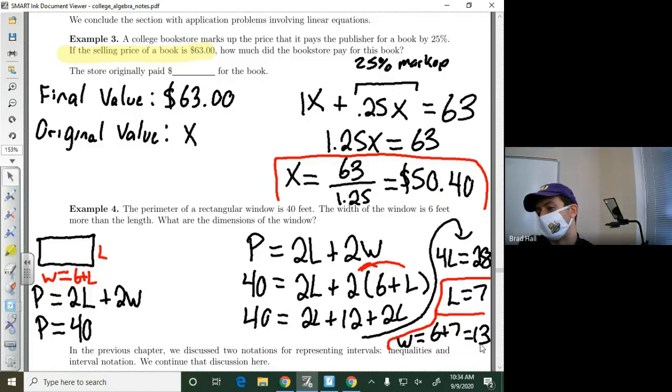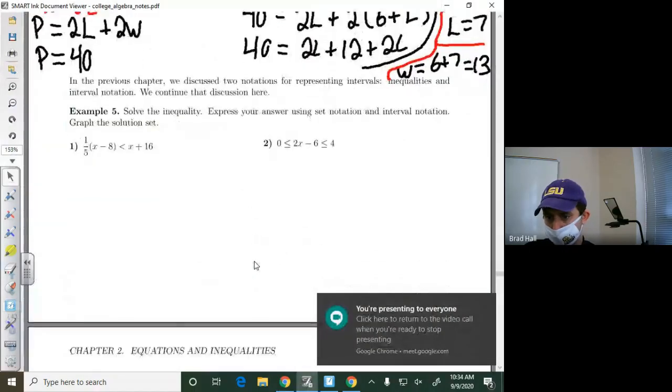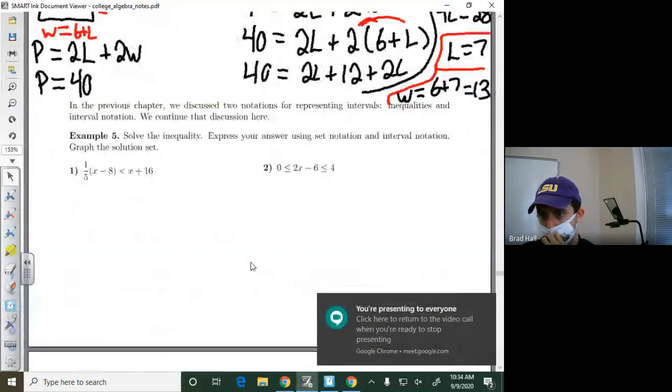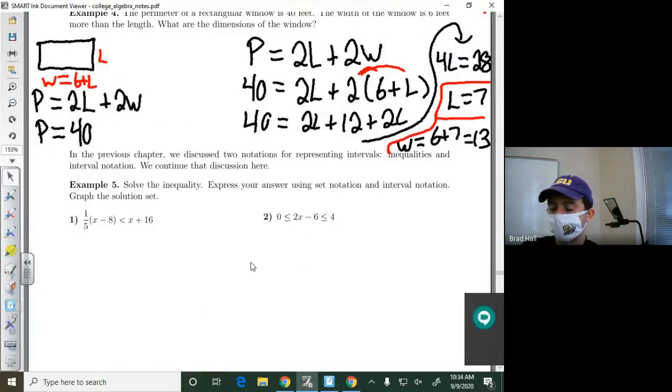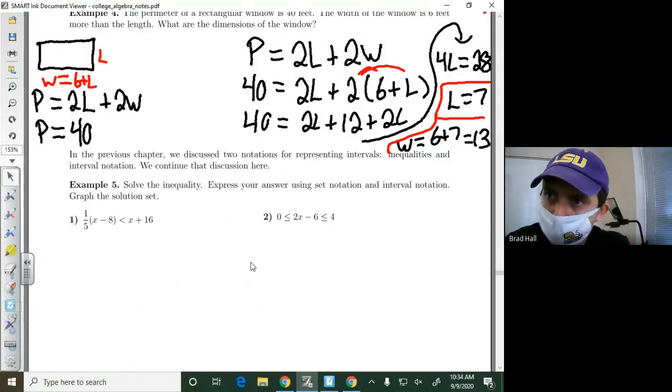So that's 2 of, I think, 4 or 5 application problems from the homework. Does anyone have any questions before we move on to the final stuff? All right, well, so we were talking about, in the previous chapter, we talked about converting from inequalities to interval notation. And we're going to do that a little bit more here.